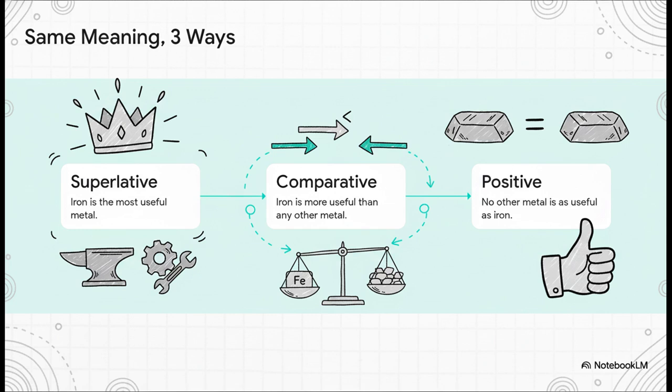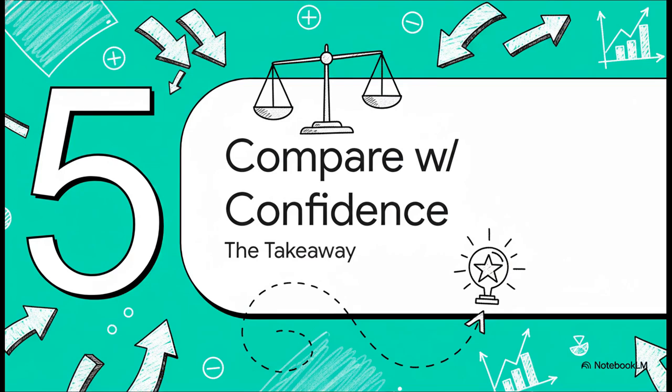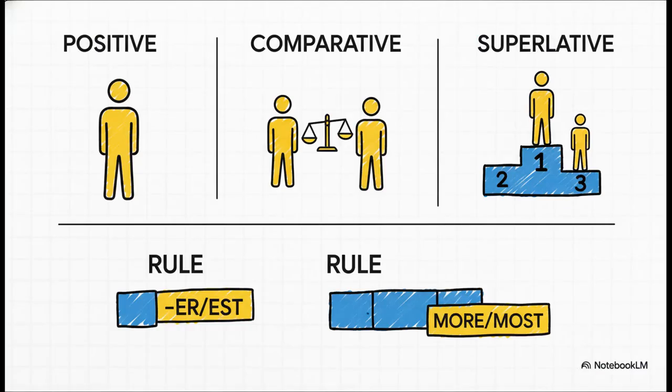That is mastery. Phew, we have covered a lot of ground, from the absolute basics to some pretty advanced stuff. So let's wrap this all up and boil it down to the key takeaways you need to compare with confidence every single time. So look, here's what it all comes down to. Just remember the 3 degrees. Positive is for 1, comparative is for 2, and superlative is for a whole group. And the rules for making them? Short words get ER and EST. Long words get more and most. If you can remember that, you've got 90% of it right there.